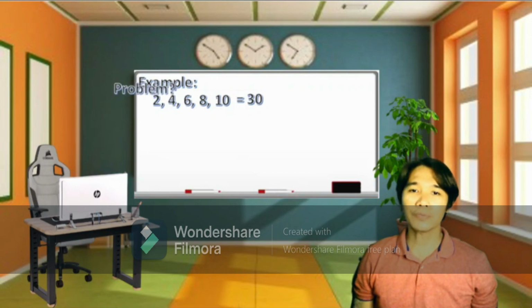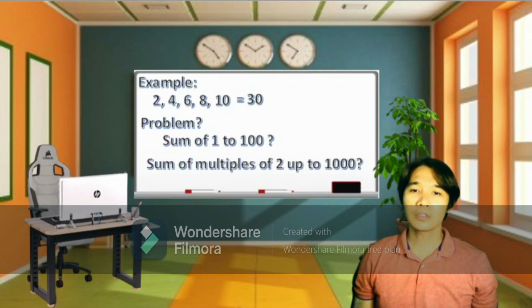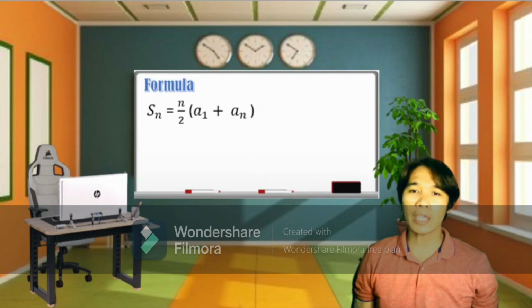But what if we are asked to look for the sum of the first 1 to 100, or the sum of multiples of 2 up to 1000? Actually, we can solve that one using a calculator, but it takes a long time. So to make it easier, in arithmetic series, we have the formula S sub n is equal to n over 2 multiplied by a sub 1 plus a sub n.